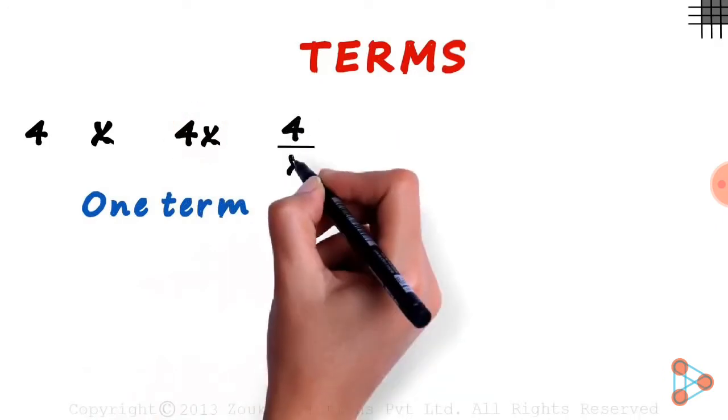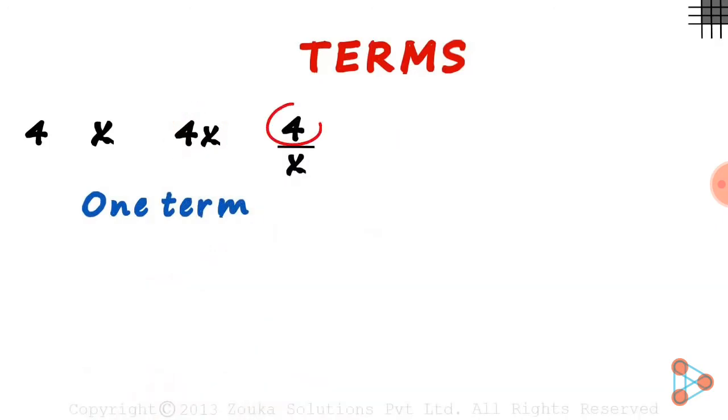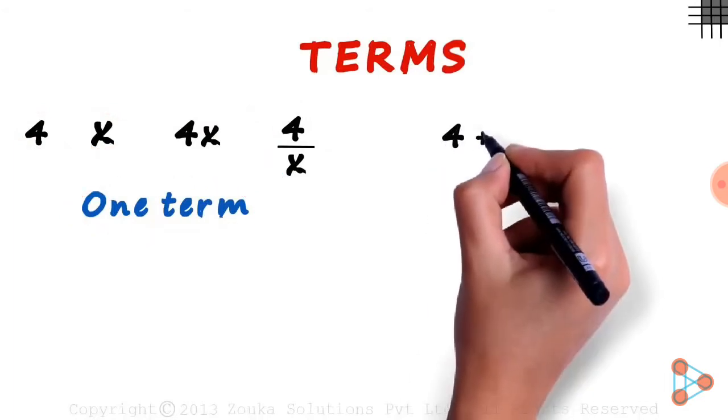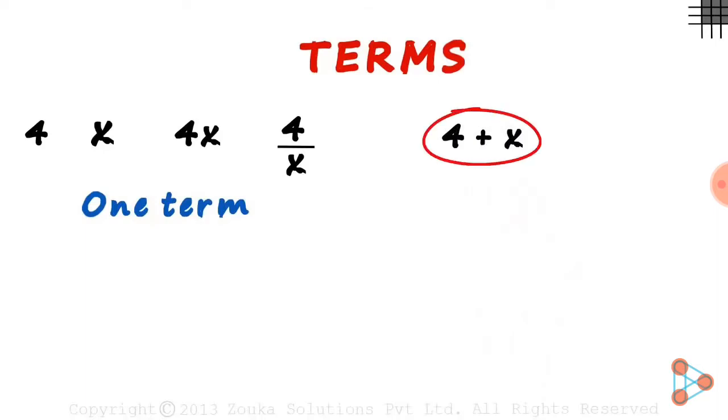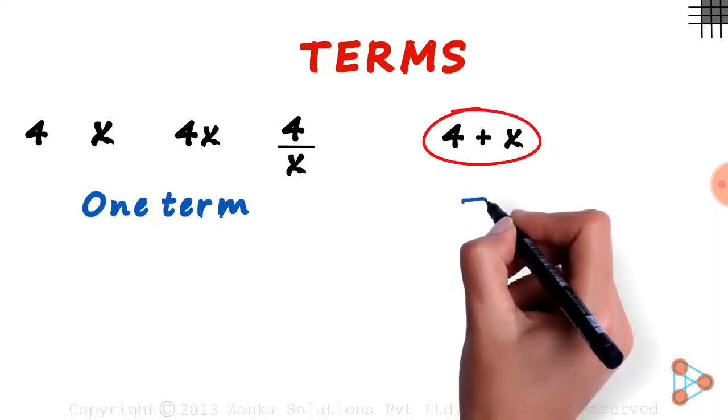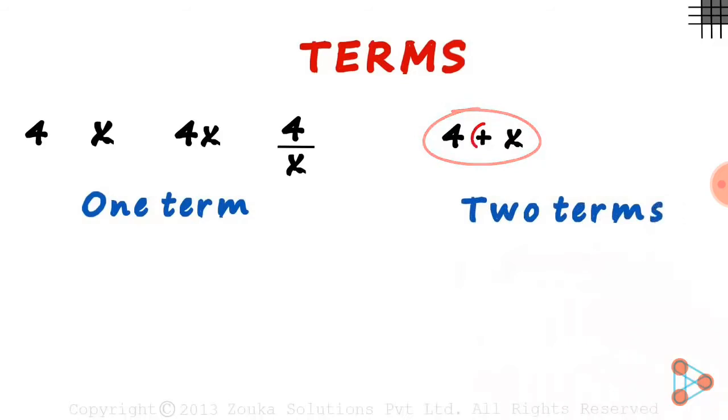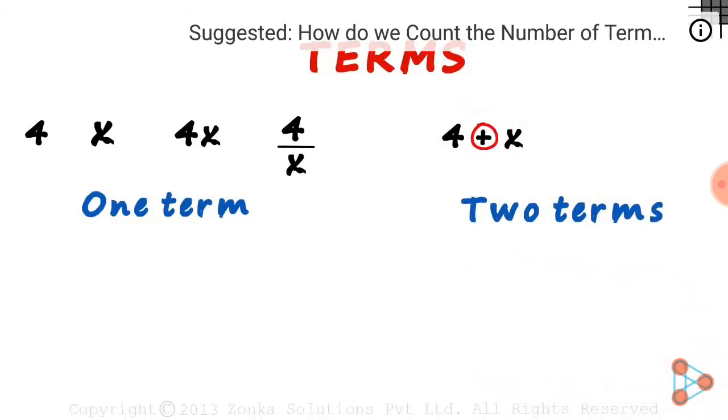What about 4 divided by x? It's one term divided by another term, and in its entirety is also one term. So when two single terms are multiplied or divided, it remains a single term. Here's another interesting expression. 4 plus x. How many terms are present in this expression? There are two terms here. This operator, which is the addition sign, separates the terms.